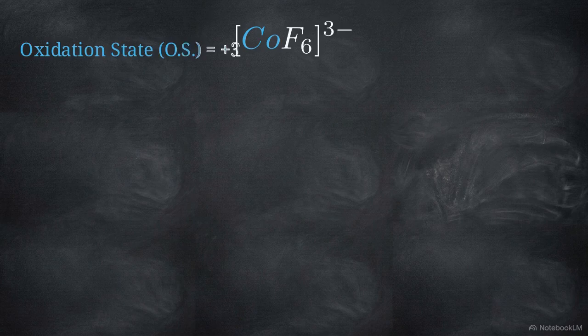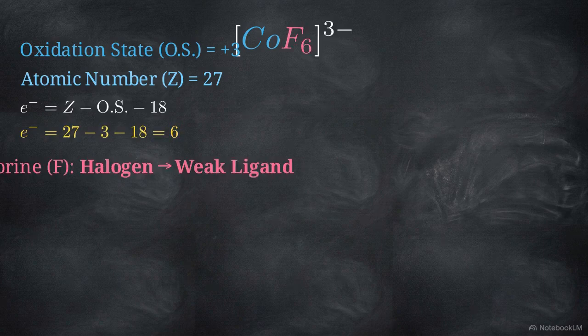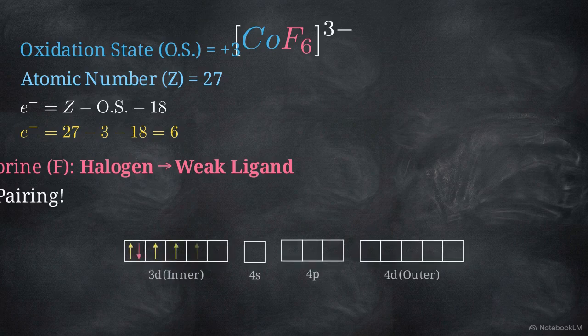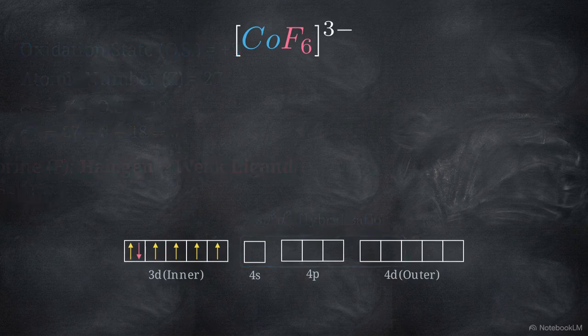Cobalt's oxidation state is +3. Its atomic number is 27. So 27 minus 3 minus 18 leaves us with 6 electrons. Fluorine is a halogen, making it a weak ligand. It won't cause pairing, so the 6 electrons stay spread out. The incoming ligands are forced to use the s, p, and outer d orbitals, creating sp3d2 hybridization.